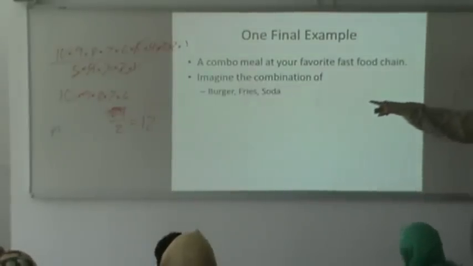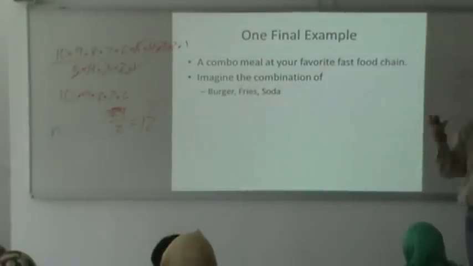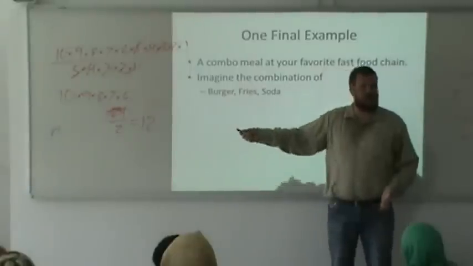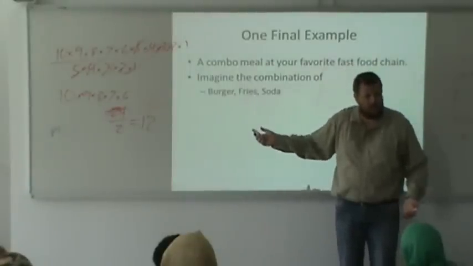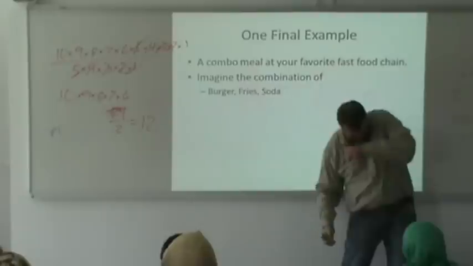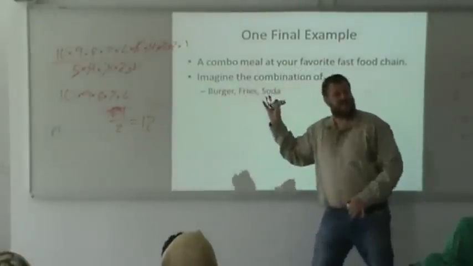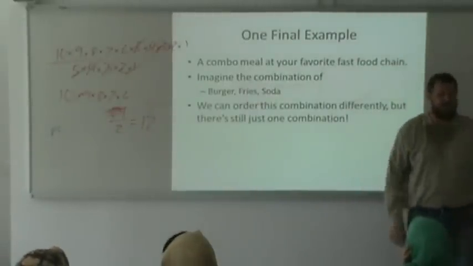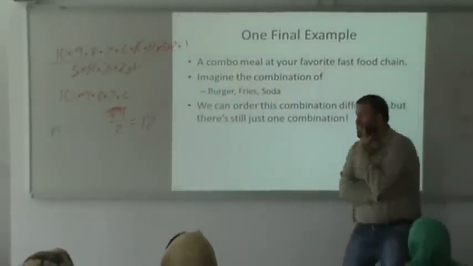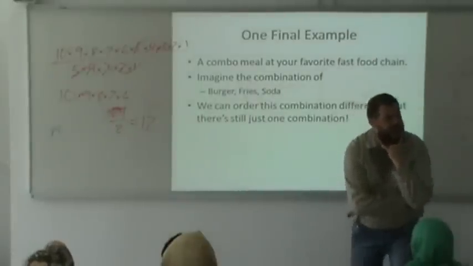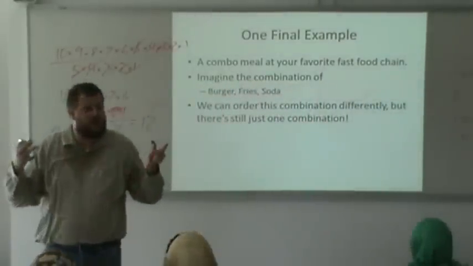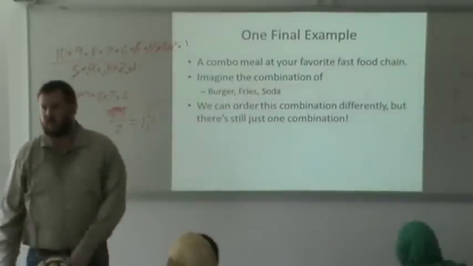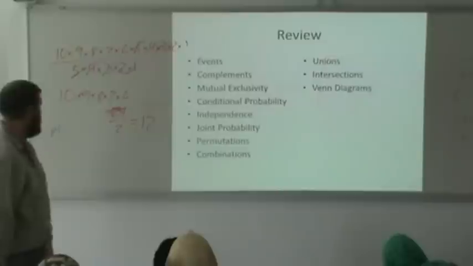Now, imagine the combination of burgers, fries, and soda. Right? That's one combination. You don't have to have a burgers, fries, and soda. You can have a chicken sandwich and a chips and a milk, right? But this is one combination. Right? We can order the combination differently. We can say, I'll have a fries and a soda and a burger. I'll have a fries and a burger and a soda. But really, ultimately, it's the same combination because we don't care about the order for those individual things. Does that make sense?